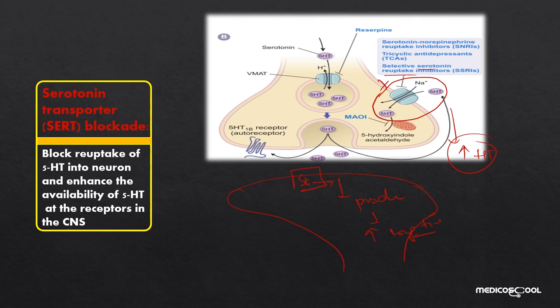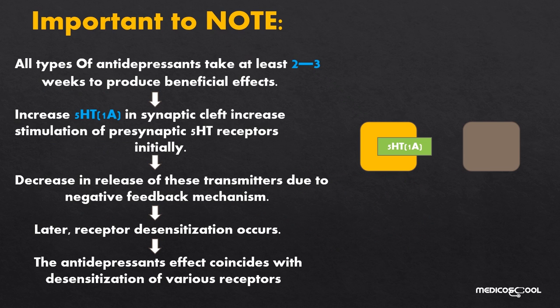As we have already discussed, it blocks the reuptake of serotonin into the neuron and thus enhances the availability of serotonin at the receptors in the CNS. The important point to keep in mind is that all of the antidepressants take about 2 to 3 weeks to produce their beneficial effects. And it is mainly due to the presynaptic serotonin autoreceptors, as we have already discussed. Serotonin can work on its own autoreceptors, and is taken back into the nerve ending.